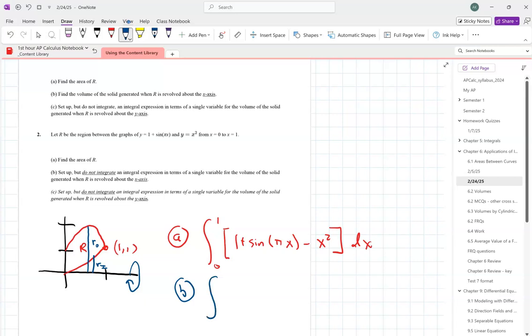So again, we're going to be integrating from 0 to 1. So my outer function squared, minus my inner function squared, dx, pi. Okay with that?